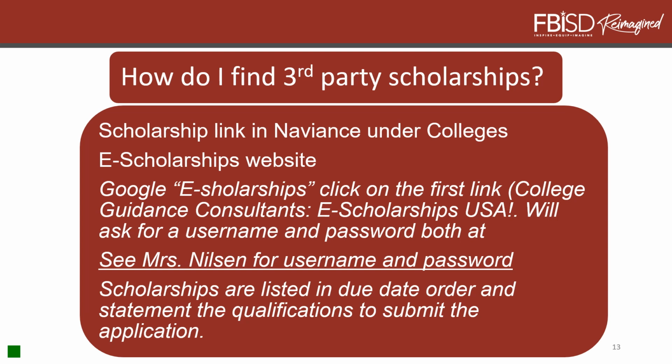So if you meet those qualifications, great. Click the button, go to the website, figure out how to submit the scholarship application. If you don't meet those qualifications, then you just keep scrolling and you find the one that you do meet the qualifications for. Remember, the more third-party scholarships you apply for, the more you will receive. So it's very important to keep applying to everyone that you can find that you meet the qualifications for.